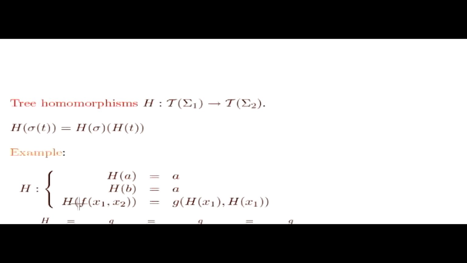The image of f of two subterms is G applied to the image of the first subterm but duplicated. This is an important difference with respect to the case of words. Tree homomorphisms can duplicate images of the rest of the term. As we will see, this is why they can produce non-regular images.